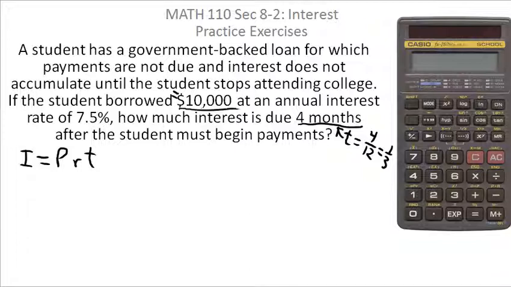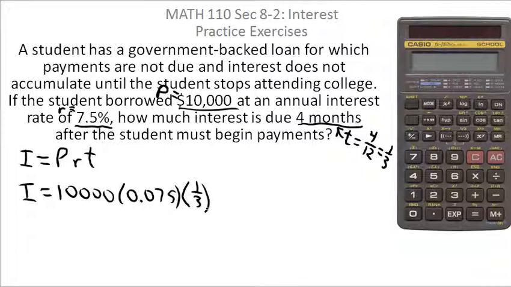The amount you borrowed is the principal, so that's the $10,000. We've already identified the time. The interest rate is 7.5%, so that's R. You do have to change it to decimal. So we end up with the amount of interest is the principal, which is 10,000, times the interest rate, 7.5%. You have to move the decimal 2 places to the left, so that's 0.075. And again, multiplied not by 4, but by 1/3.